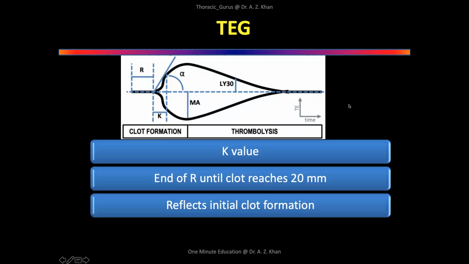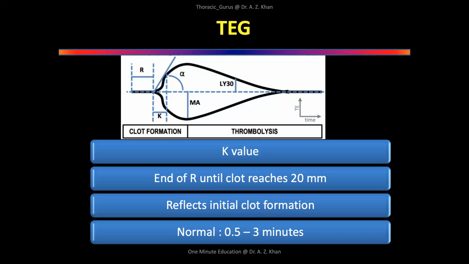What is normal K? 1 to 4 minutes. Yeah, 0.5 to 3 minutes. Different textbooks give you slightly different numbers, but on an average, 1 to 4 is acceptable. 0.5 to 3 minutes is okay.